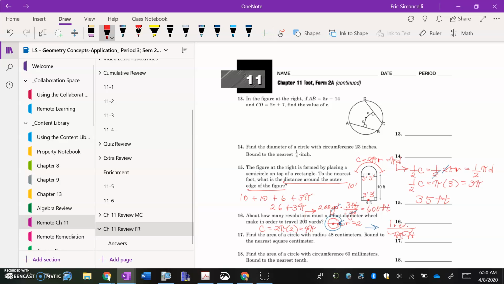So we already have 4 pi feet, and if we want to get to 600 feet, we want to multiply that by a certain number, correct? So 4 pi feet times x revolutions will be equal to 600 feet. So we type this into our calculators. Let's see what we end up with. 600 divided by 4 pi.